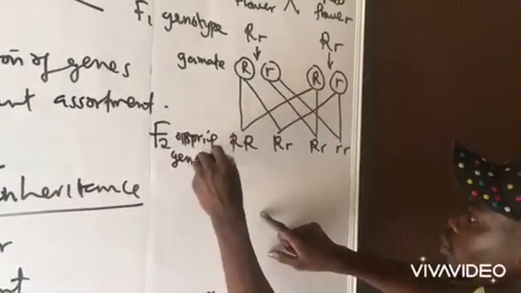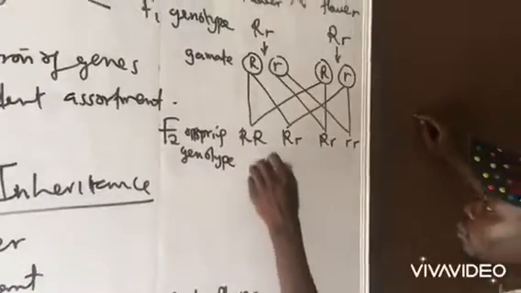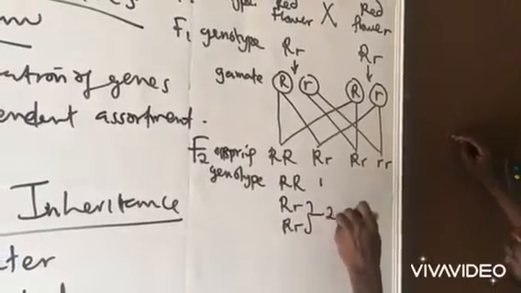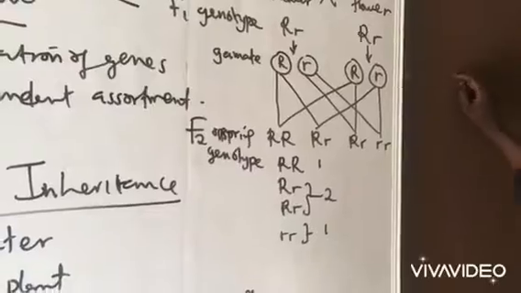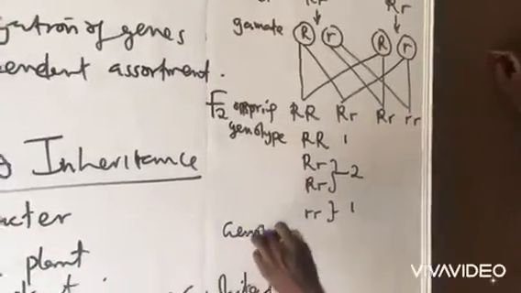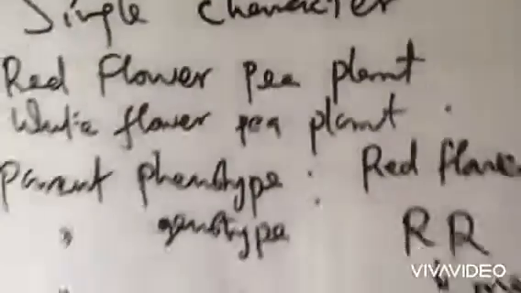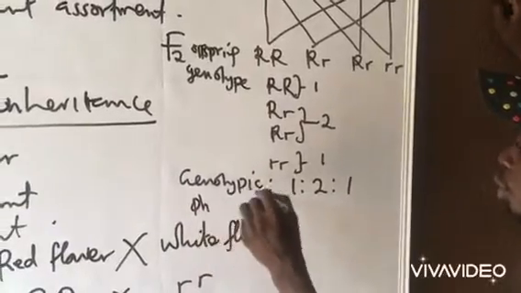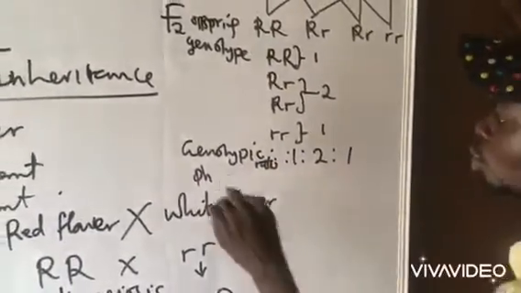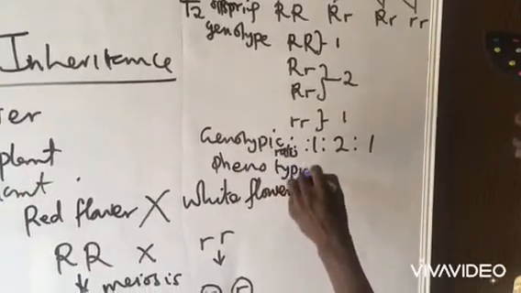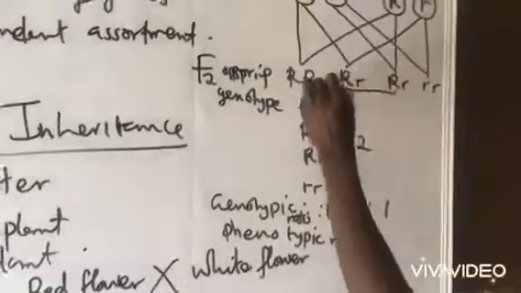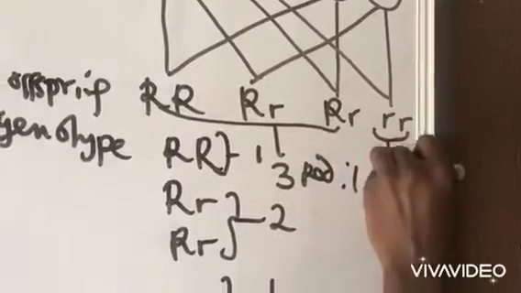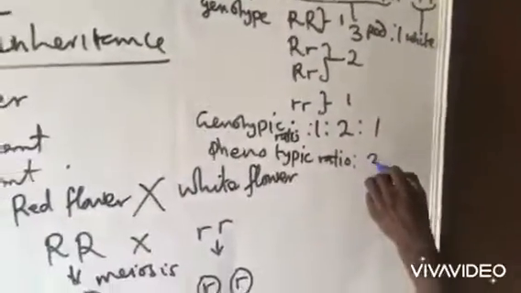So the genotype, we have 1, 2, 1. So we have the genotypic ratio as 1:2:1, while the phenotypic ratio is 3 red, 1 white. 3:1.